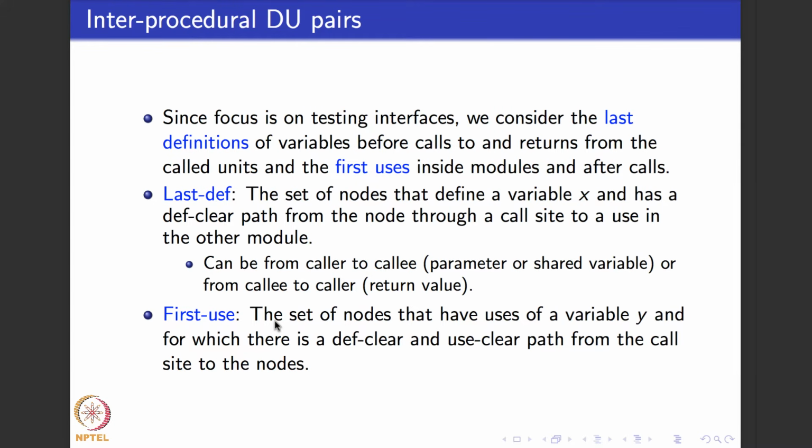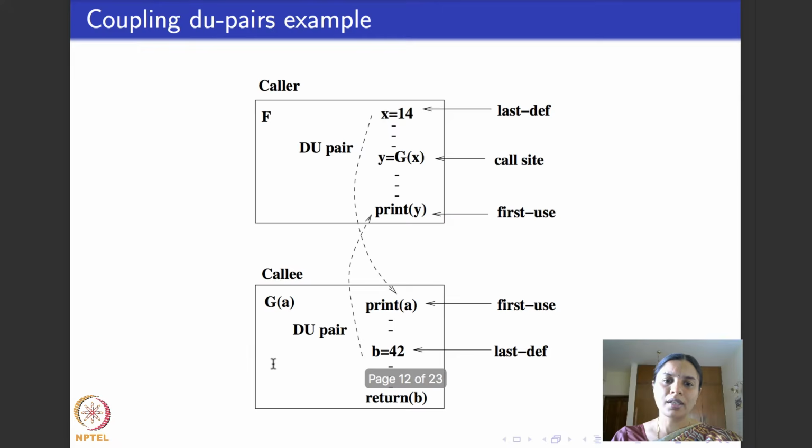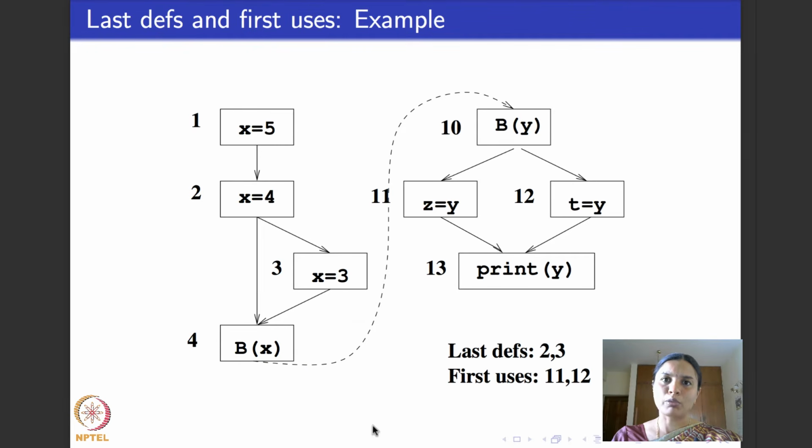Similarly, what is first use? First use is the set of nodes that have uses of variable y for which there is a def clear and a use clear path from the call site to the nodes, right? So I have marked the first uses also, because once this last def happens, this is the place where it's first used, and in between we assume that there are no further definitions or uses. One thing to note is that the calling and return at the call site doesn't constitute a part of the definition of LastDef or first use. So, just a few more examples before we move on.